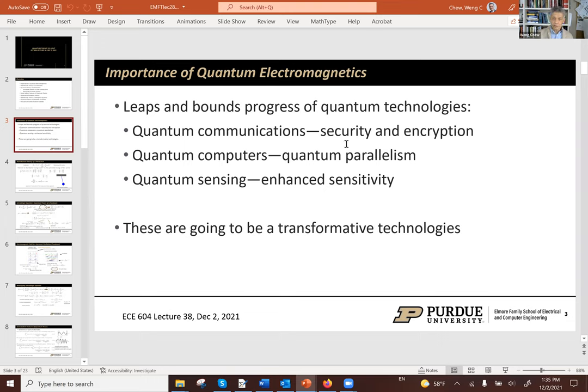We have quantum communications, which give you security and encryption. If you have quantum computers, we have quantum parallelism, something never achievable before. And if you do quantum sensing, like quantum radar, quantum biomedical application, you can have enhanced sensitivity. And these are going to be transformative technologies that nobody can achieve before without quantum technology.